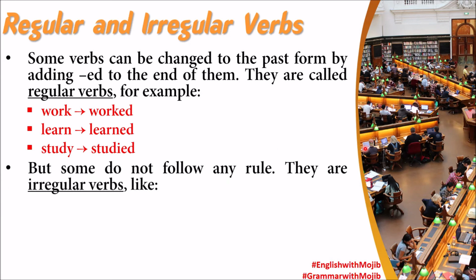But some do not follow any rule. They are irregular verbs, like have, had. There is no rule for that. Go, went, as you saw in the last slide. Begin, begun. They don't have any rule. They are called irregular verbs. So the verbs can be regular or irregular. Irregular is the opposite of regular. It has the prefix IR to make it negative or reversed.